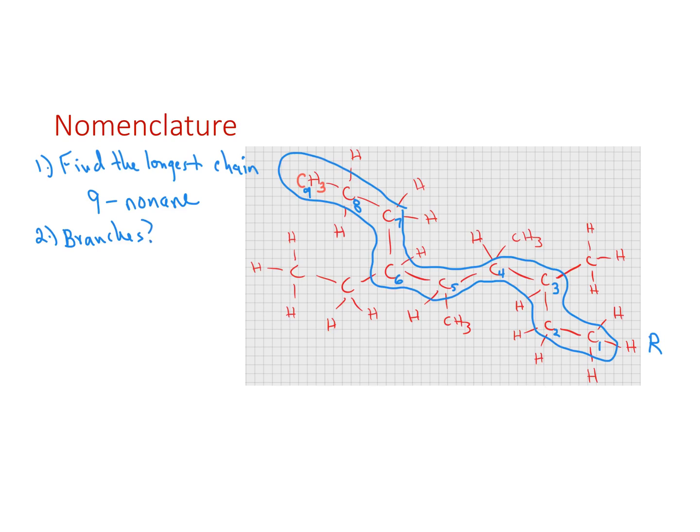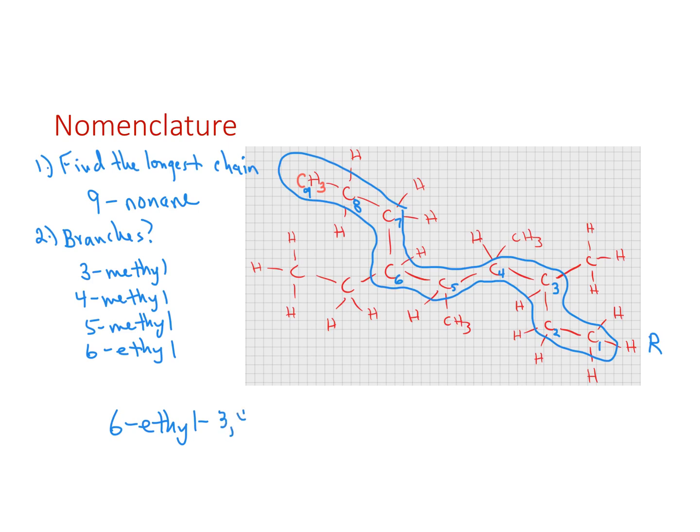So let's start from the right side. On the 3rd carbon, I have a methyl. On the 4th carbon, I have a methyl. On the 5th carbon, I have a methyl. And on the 6th carbon, I have an ethyl group. So putting that all together, I would have 6-ethyl, 3,4,5-trimethyl, nonane.